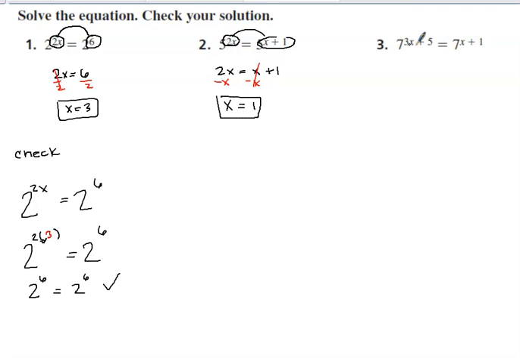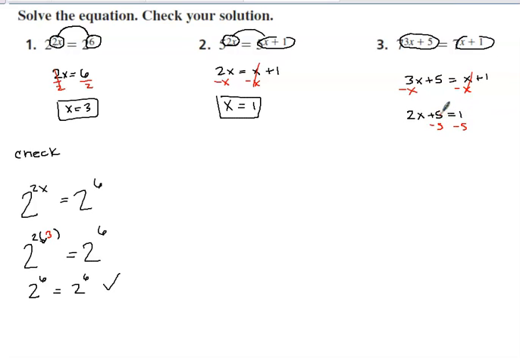On the left and the right, I have a base of 7, which means that the exponents must be the same. So 3x plus 5 and x plus 1 must be equal. I go ahead and I solve. First, I'll get my x's together. 3x's take away 1x is going to be 2x plus 5 is equal to 1.